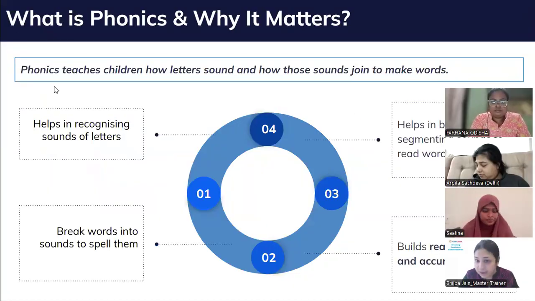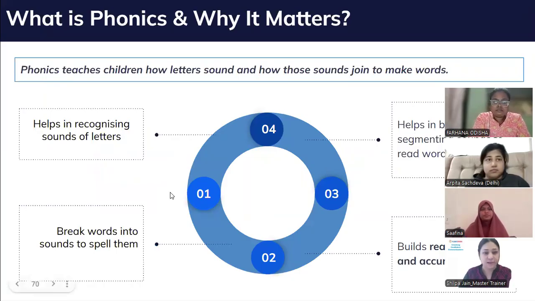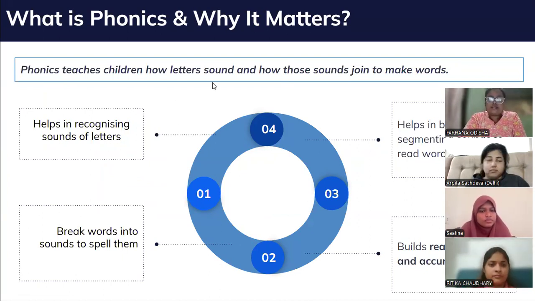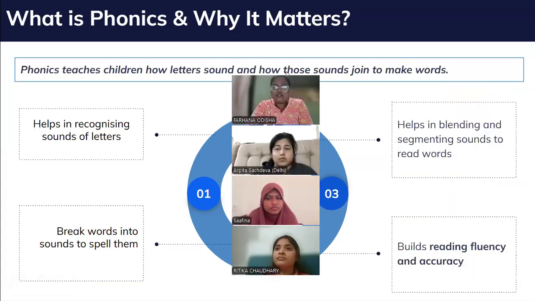Now, I would request Farhana, please read this slide for us. And teachers, please keep on taking screenshots. What is phonics and why it matters? Phonics teaches children how letters sound and how those sounds join to make words. Helps in recognizing sounds of letters. Break words into sounds to spell them. Helps in blending and segmenting sounds to read words. Builds reading fluency and accuracy.